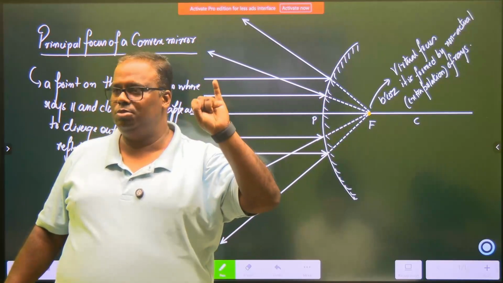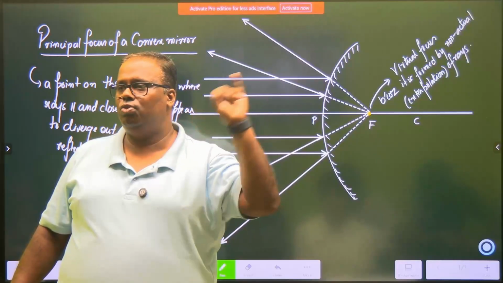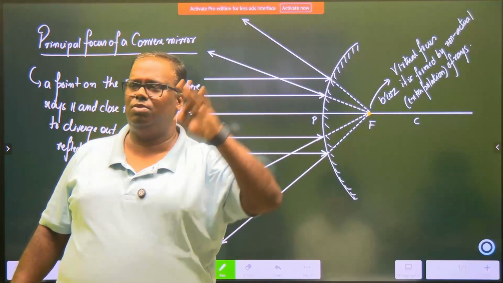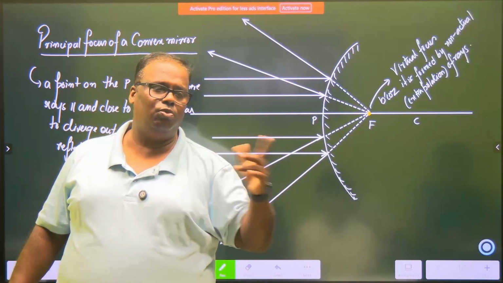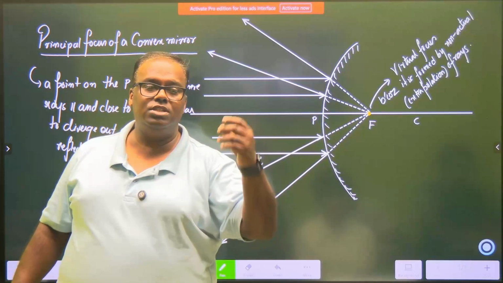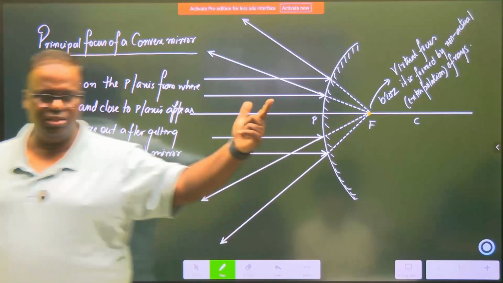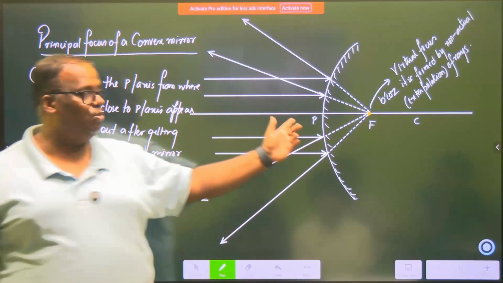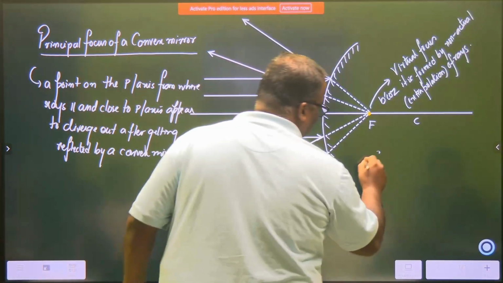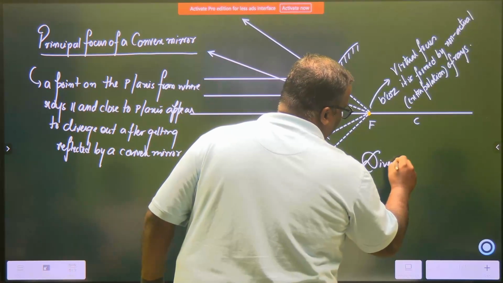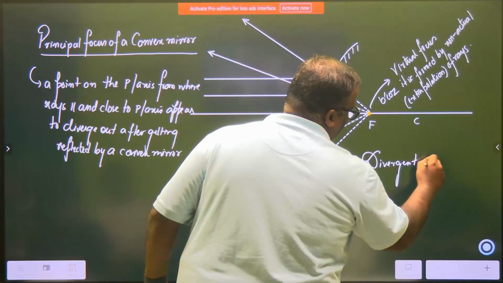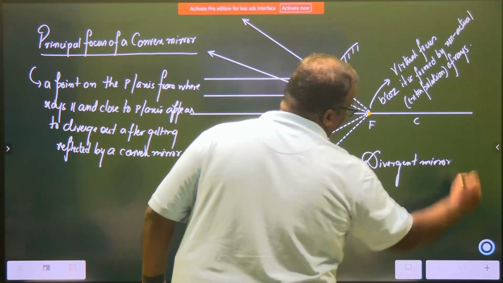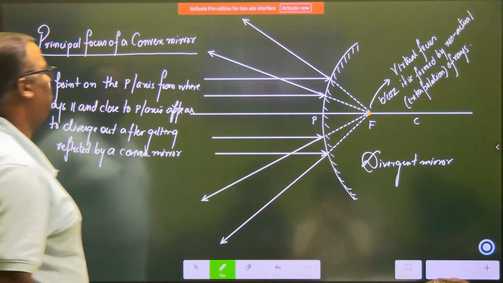So far what you have learned? You have learned all the terminologies. You have learned what is a focus, what is a pole, what is radius of curvature, what is center of curvature, what is principal focus for either type of mirror, what is a convergent mirror, and what is a divergent mirror. That means this mirror will be known as a divergent mirror. And the former one was known as a convergent mirror.